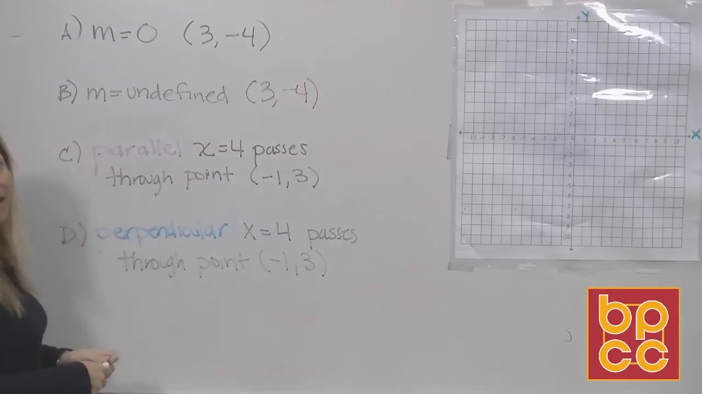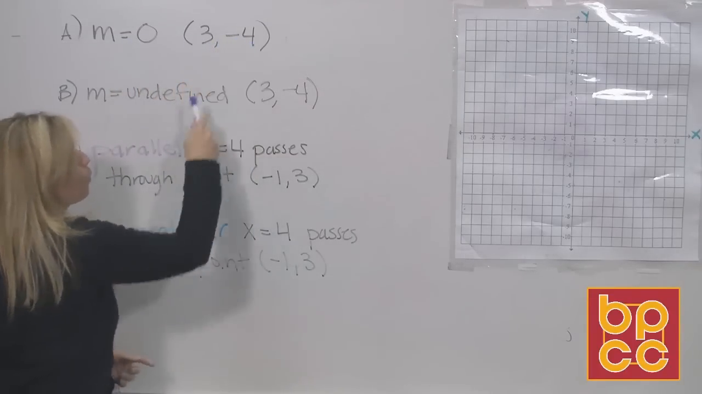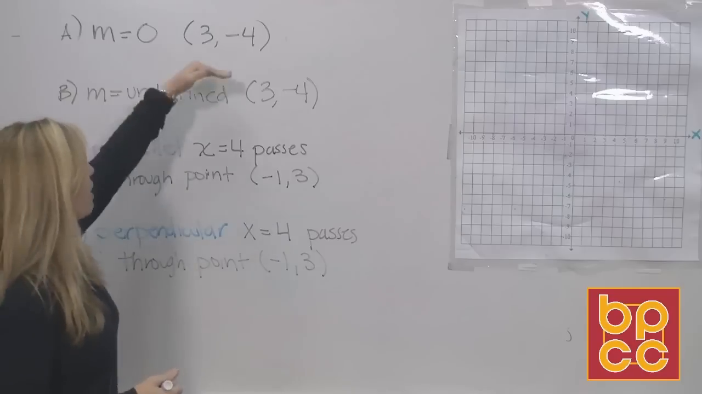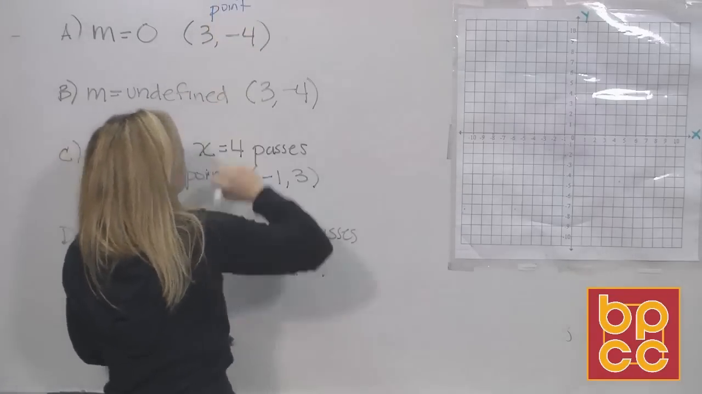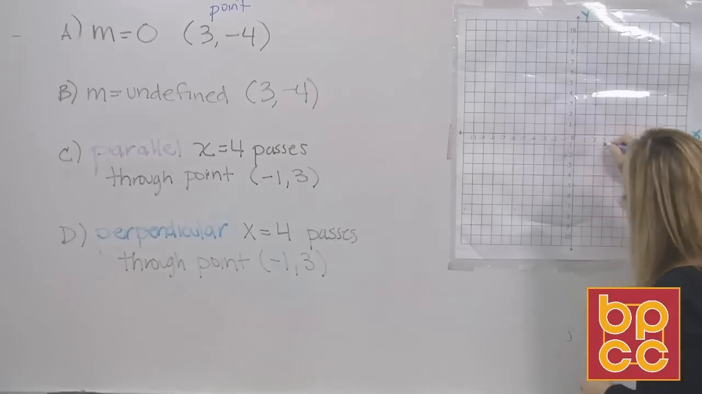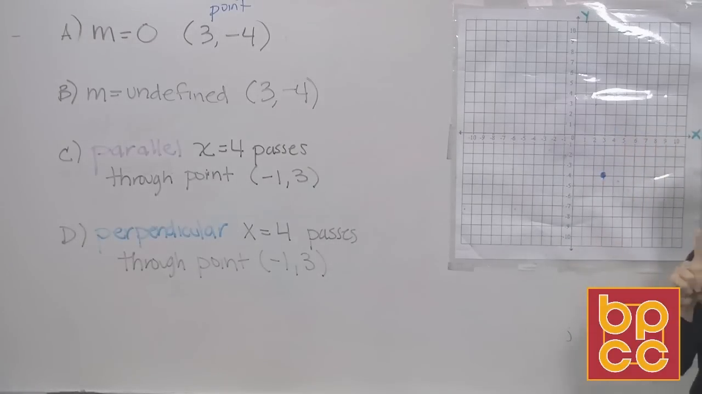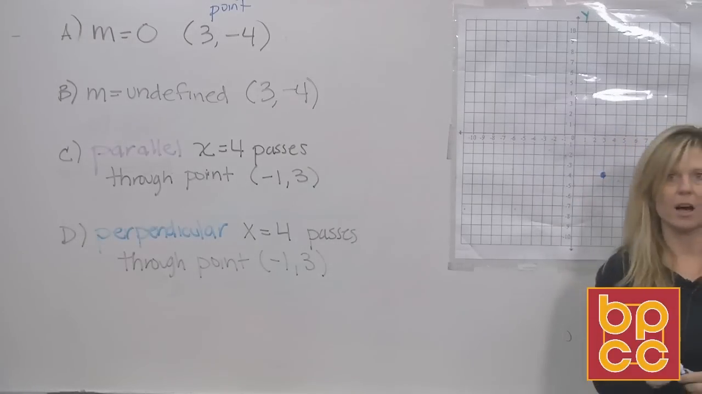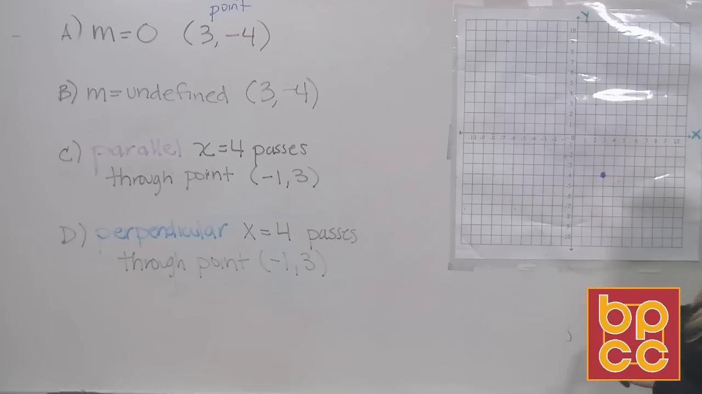So here are my clues. M equals 0, and 3, negative 4. Well, I know you all know that this is a point. So let's go to the graph and plot this point. 3, negative 4 would be that point in quadrant 4. Is knowing just one point enough to draw a line? No, it's not. Through this point, I could draw a horizontal line, a vertical line, or a diagonal line.